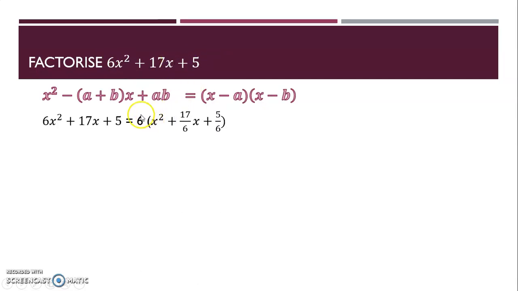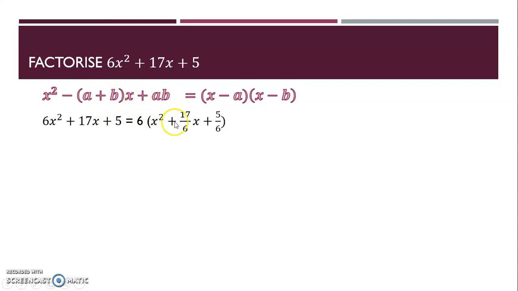So what do we do? We take out the 6 from all these terms, that is, we take out a common 6. All right, so we have 6 times (x² + 17/6 x + 5/6). Now this polynomial inside this bracket is of this form.